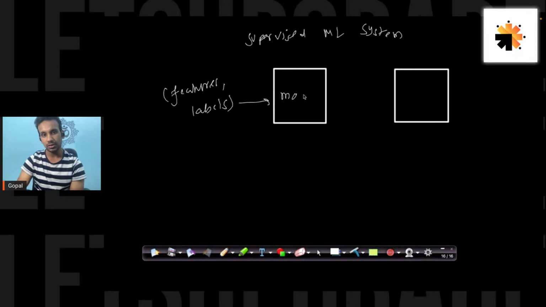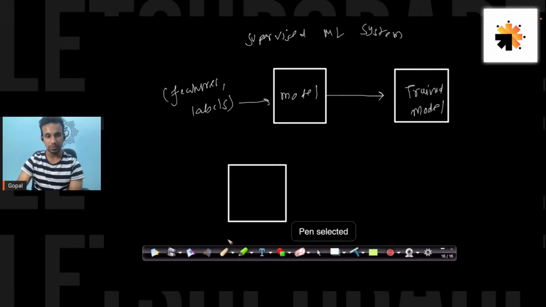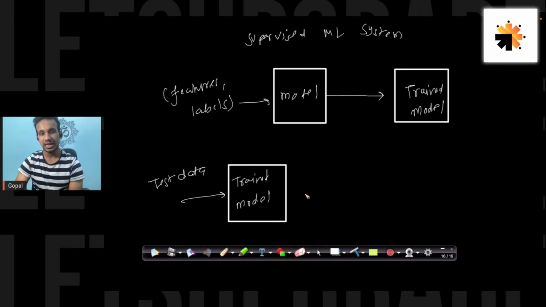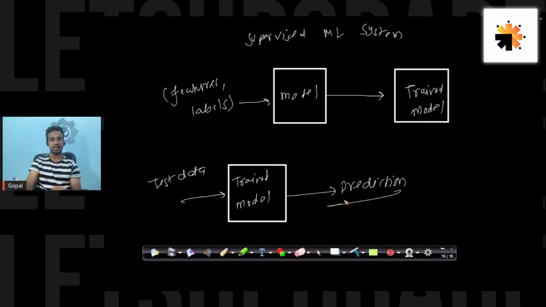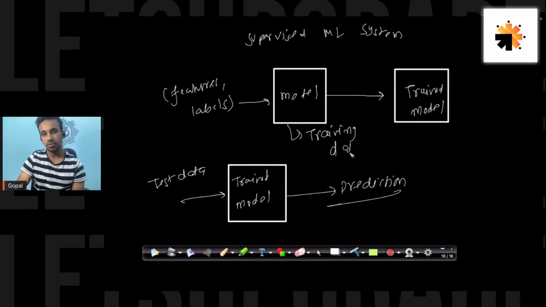You train a model over it. Okay, right. And after that, this is your trained model. On this trained model, we pass test data, and it makes a prediction. Let me explain what the test data is. We train our model on training data, and this is your testing data, to determine if the prediction was right or wrong.